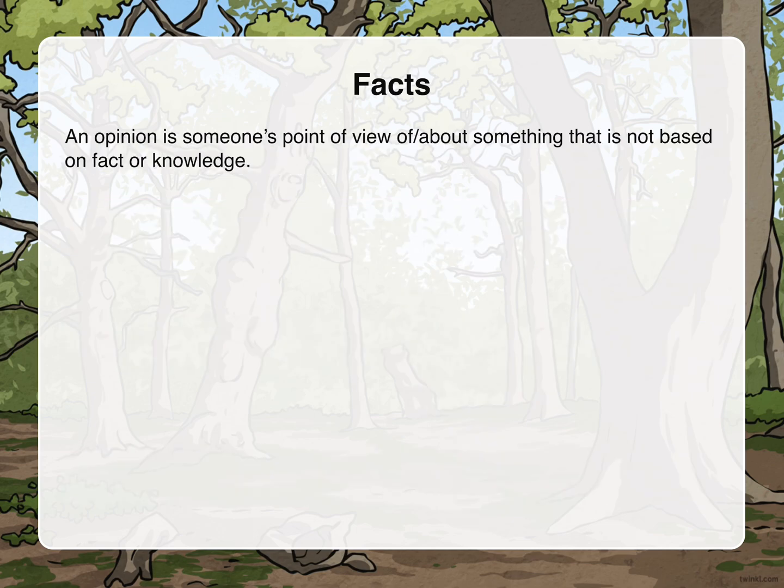So an opinion is someone's point of view. It's what we think, and what we think might be different from what another person thinks. And that's what makes human beings different and wonderful. So this is not based on fact or knowledge. It's just people's thoughts and feelings.